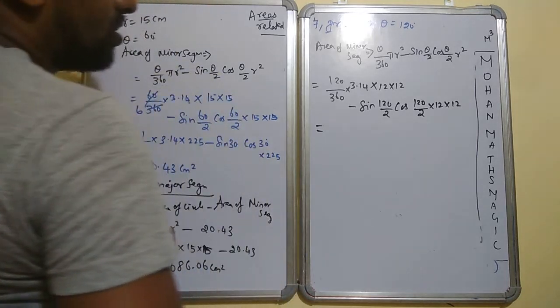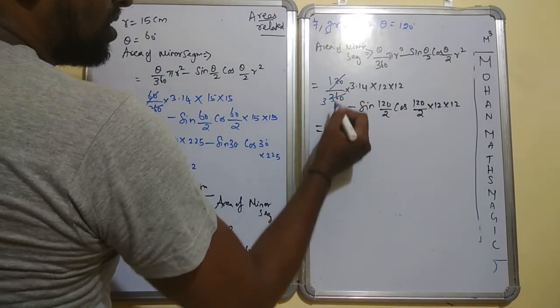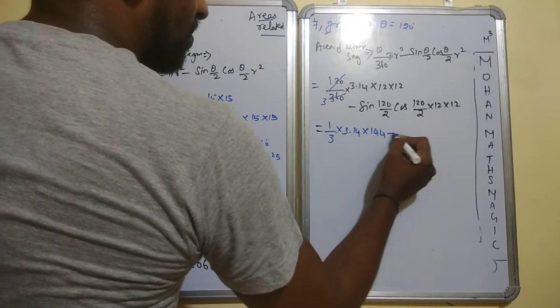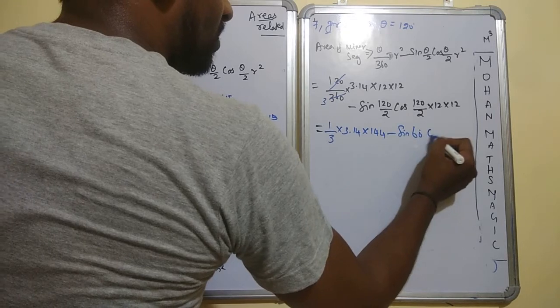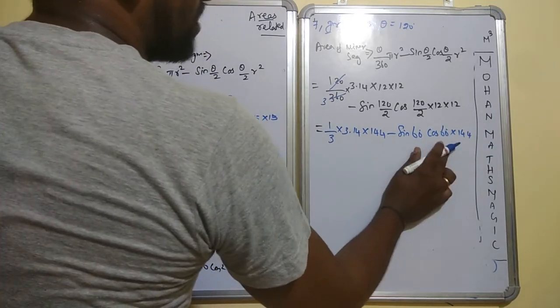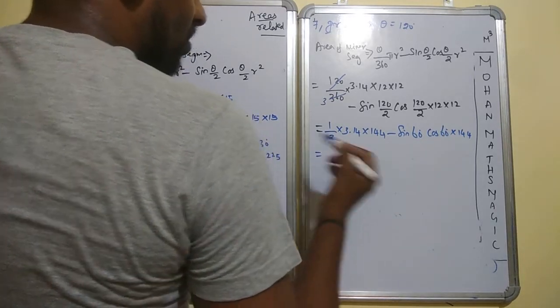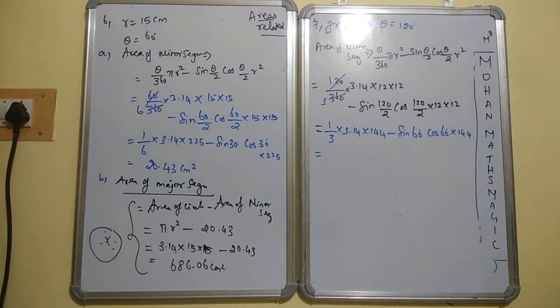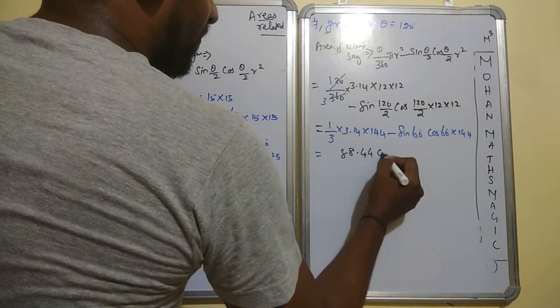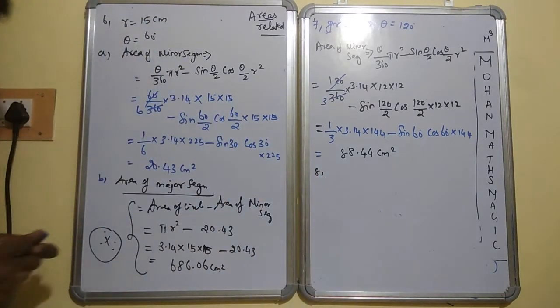So basic calculations: 120 by 360 is 1 by 3. So 1 upon 3 times 3.14 times 144, minus sin 60 cos 60 times 144. Sin 60 value root 3 by 2, cos 60 value 1 by 2. So after final substitution, the 7th question answer is 88.44 centimeter square.